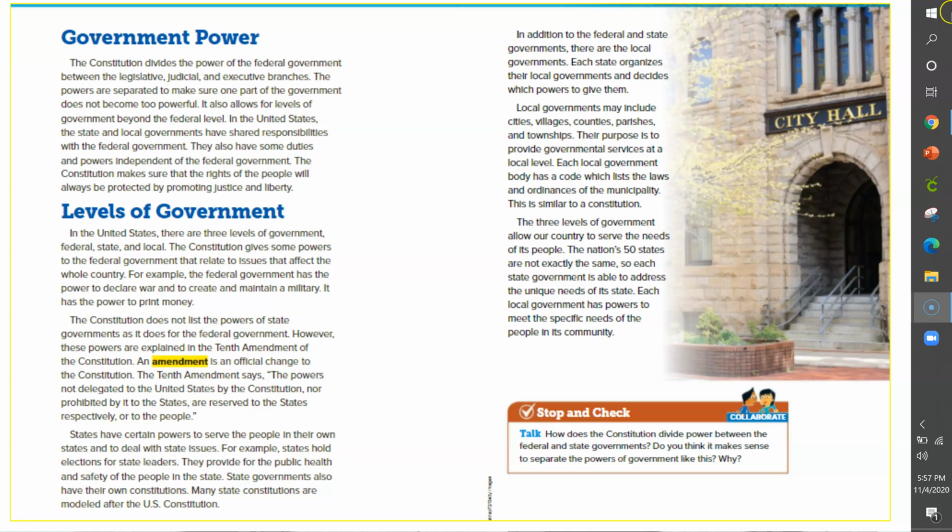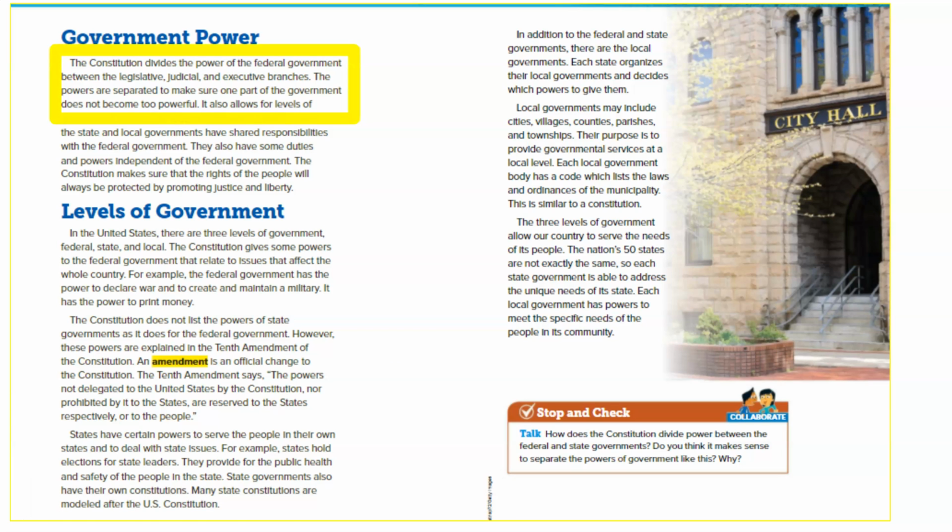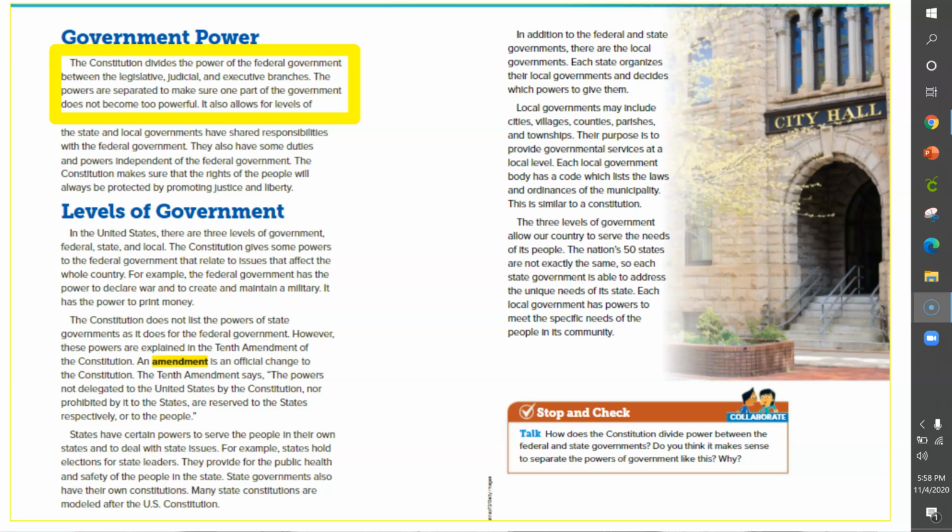Before I go any further, let me draw your attention to the legislative branch, the judicial branch, and the executive branches, which form our federal government. The legislative branch is the one that makes laws. The judicial branch is the one that interprets laws or awards consequences for citizens who break the laws. And finally, the executive branch is the one that carries out the laws. Let's keep reading.